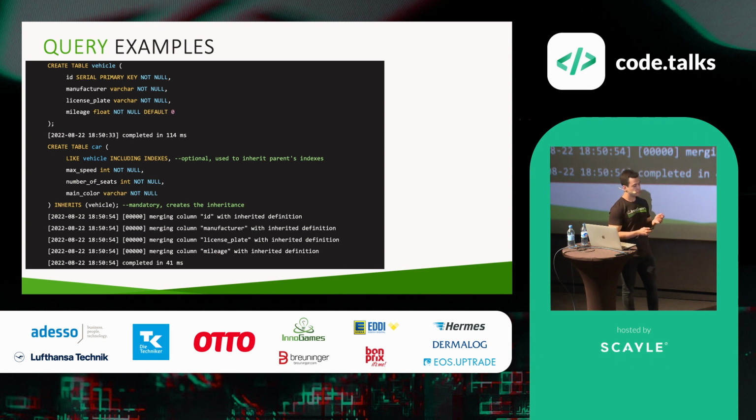So the first one, as I said, is the like with the parent table including indexes. It's an optional feature, and in that case, if you have indexes regarding, I don't know, some check constraints, some filtering, those will be inherited by the child table. And the second one, most important, is that last clause, the inherits with the parent table in parentheses. That is going to create the inheritance in Postgres, and as you can see after running the query, we even have the declaration that ID, manufacturer, license plate, and mileage all have been inherited, and they are part of the car table.